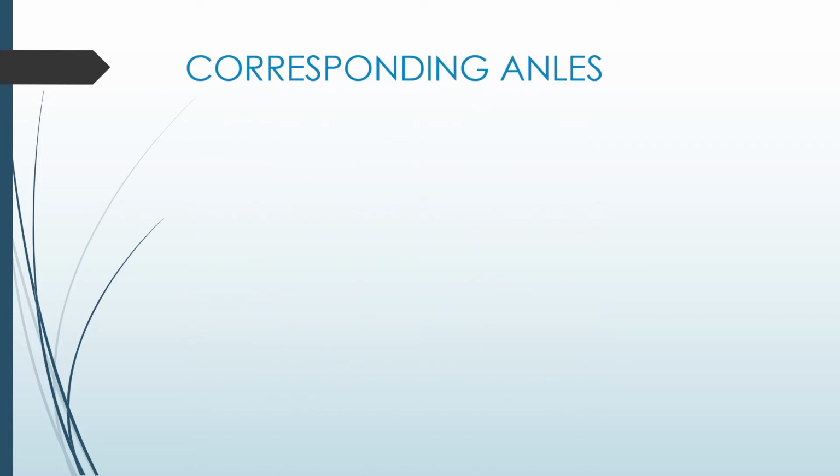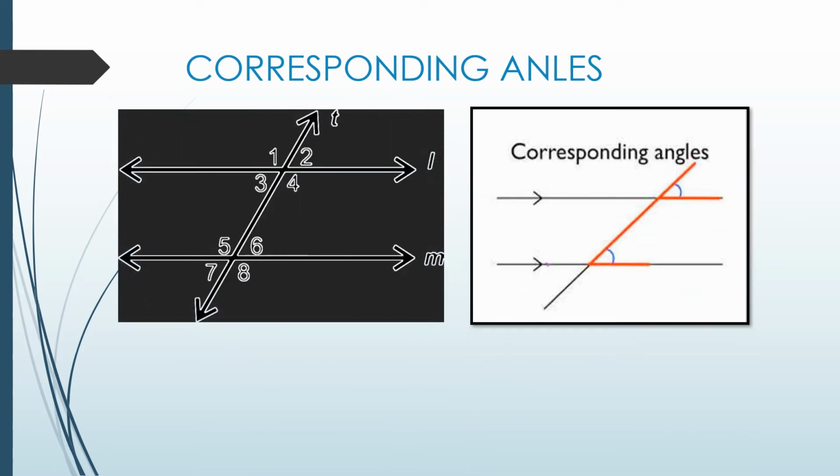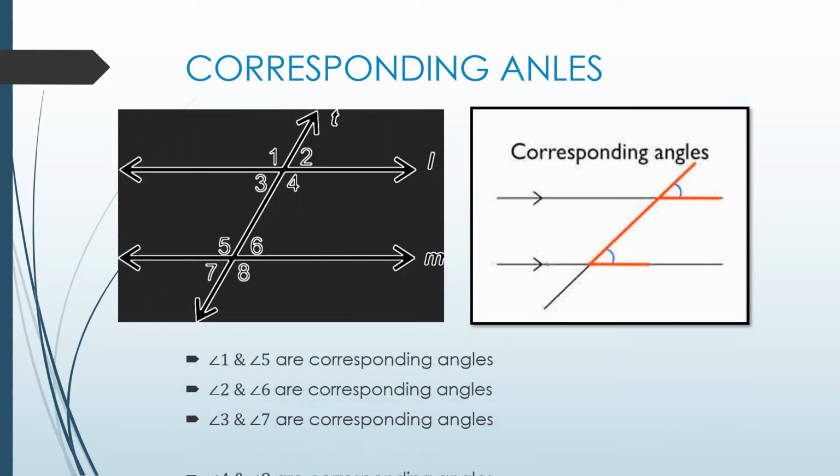Corresponding angles. Now, what are corresponding angles? Angles that occupy the same relative position at each intersection where a straight line crosses two others are corresponding angles. And if the two lines are parallel, the corresponding angles are equal. Here you can see that if two lines are parallel and there is a transversal, then two corresponding angles are equal. Here angle 2 and angle 6 are equal corresponding angles.